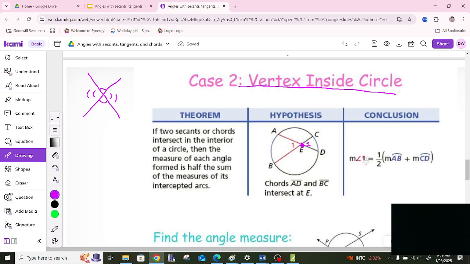So you would take this arc and this arc over here, add them together, and then divide by 2. And that would give you the measure here and here. Any questions on that part? Let me go ahead and give an example.